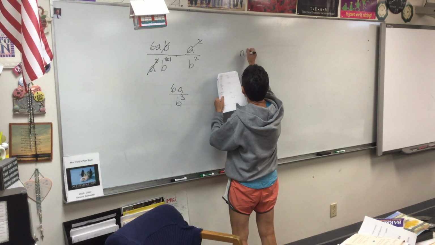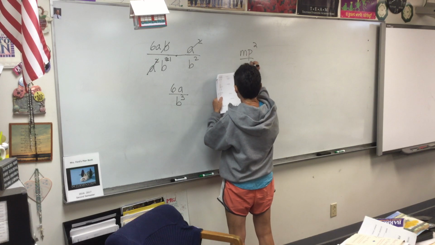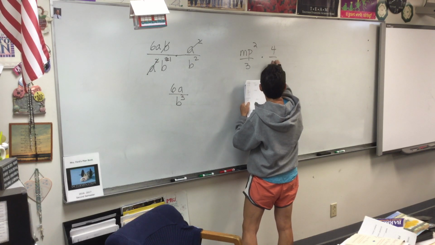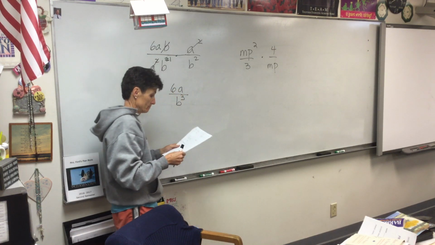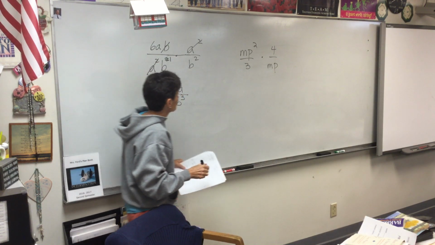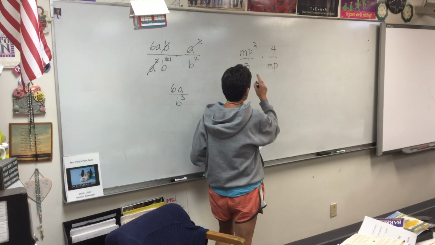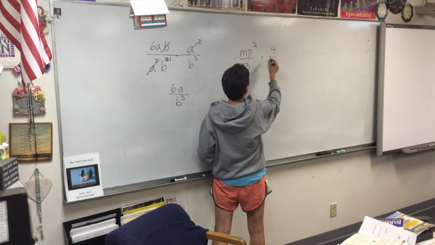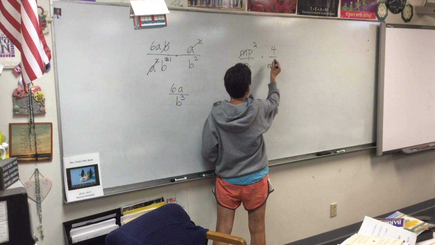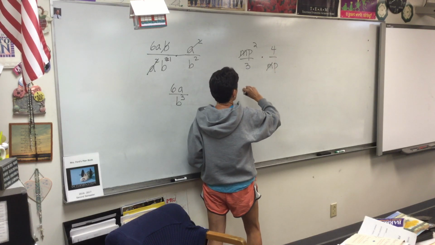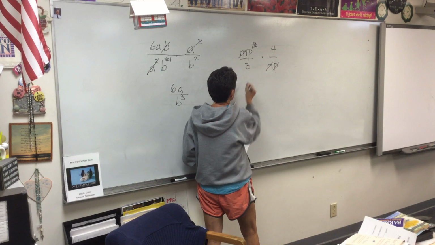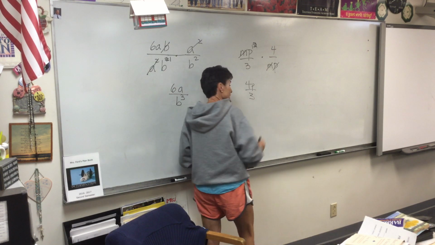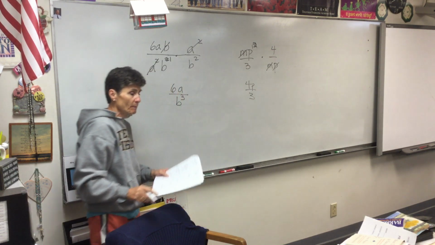Let's look at the next one. m p squared over 3 times 4 over m p. Okay, now be careful, that's a p squared. Yeah, so the m's are going to be completely gone. Good. The p is going to be gone out of the denominator. You'll have 1p on top. It'll be 4p over 3. Done. He did that very fast. Did the rest of you keep up?